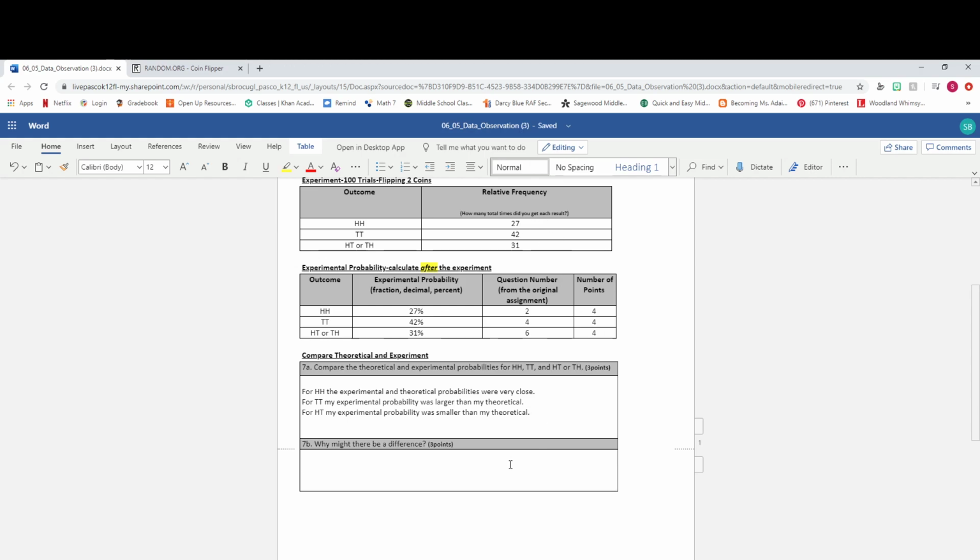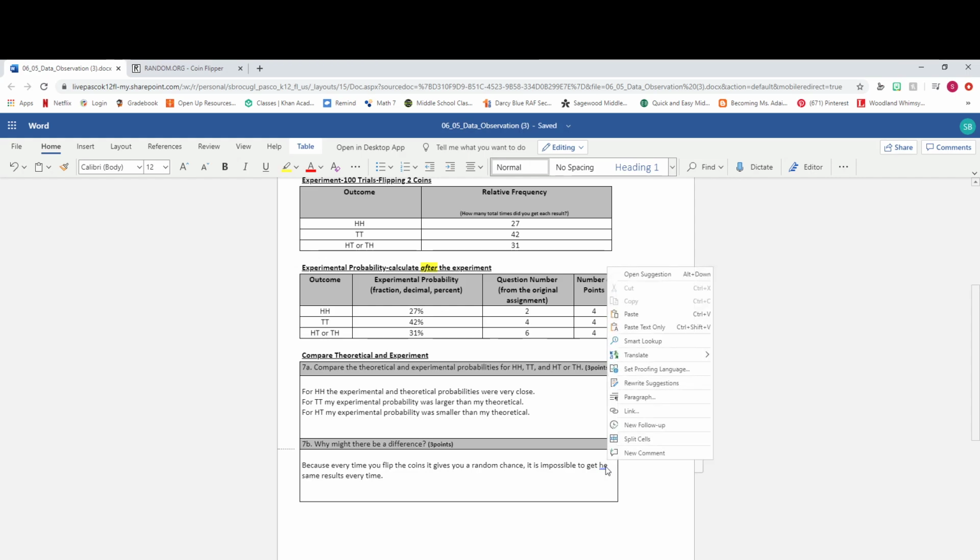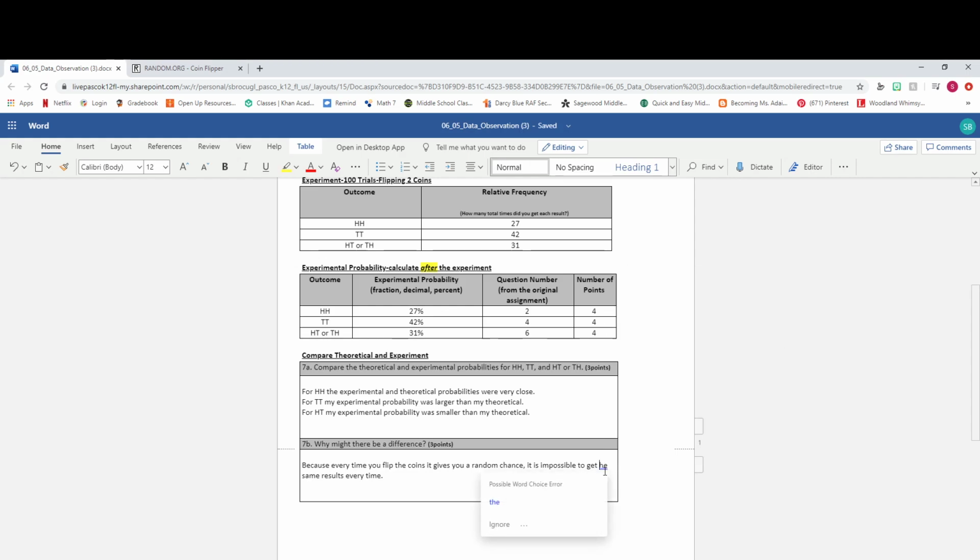And then why might there be a difference? So this is whatever reason you can come up with. Say because, right? So I wrote because every time you flip the coins, it gives you a random chance. It's impossible to get the same results every single time, right? So whatever reason you can come up with.